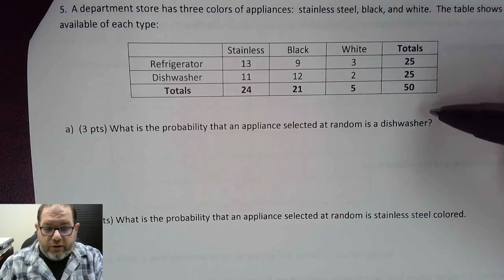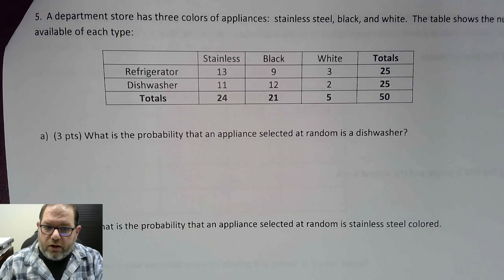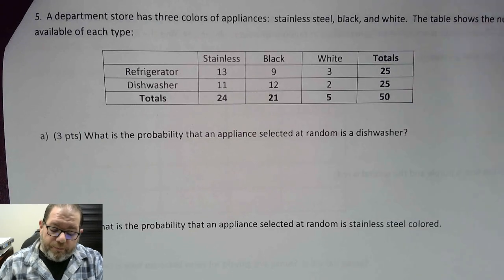So looking at this, we understand 50 total appliances are available at this department store, which is largely becoming a thing of the past, department store. I guess Best Buy would be a better example nowadays.